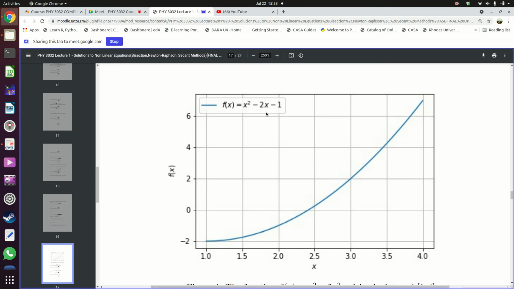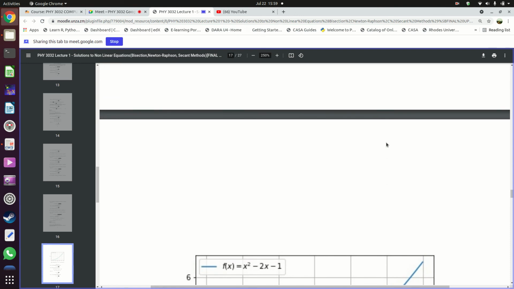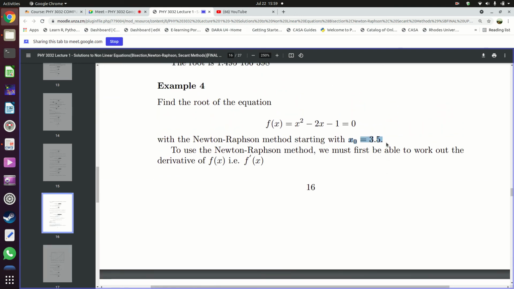Your x squared minus 2x plus 1. So between 1 and 4, it looks like that. And you can see it cuts the x-axis somewhere between 0 and 2.5, but somewhere closer to 2.5, somewhere there. So we are starting with a guess value, which is here, 3.5. Our x0 is 3.5.